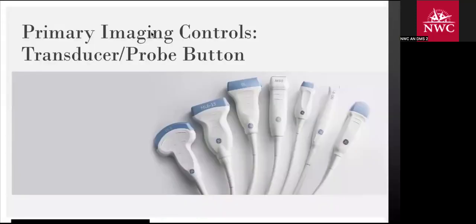Okay, on page 35 in the green, it talks about different buttons on your machine or different options and what they're used for. So here's a picture of different transducers. All of them look a little bit different. Aside from them looking a little bit different, you'll notice that there's numbers on these transducers. The numbers are what we call the frequency of the transducer.